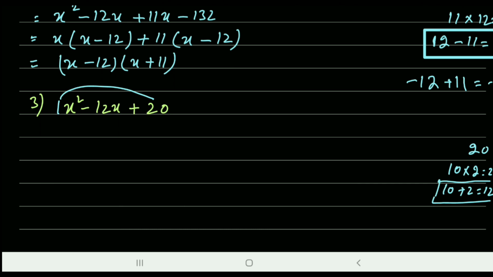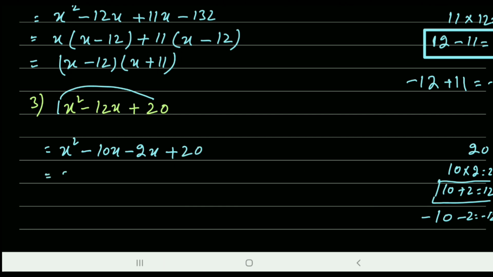So it is negative. So what is the rule I told you? Both signs will be flipped: minus 10, minus 2, and it will become minus 12. So now x square as it is, and in place of minus 12x you will write minus 10x minus 2x plus 20.